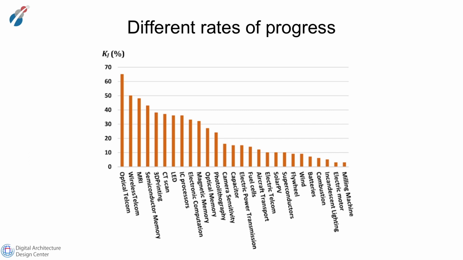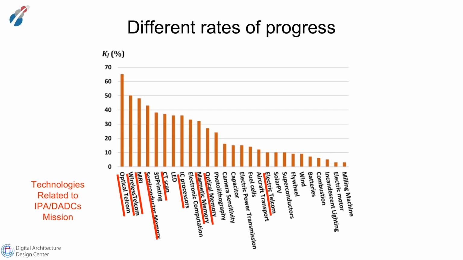And so you can look at this list here, which is quite impressive. And what I did is I just highlighted those technologies that I think are close to the core mission of IPA and DADC, like optical communication, wireless telecom, semiconductor memory, CT scanning, IC processors. And you can see that they're all on the left side of this chart. They're all progressing at very impressive rates above 20% per year.